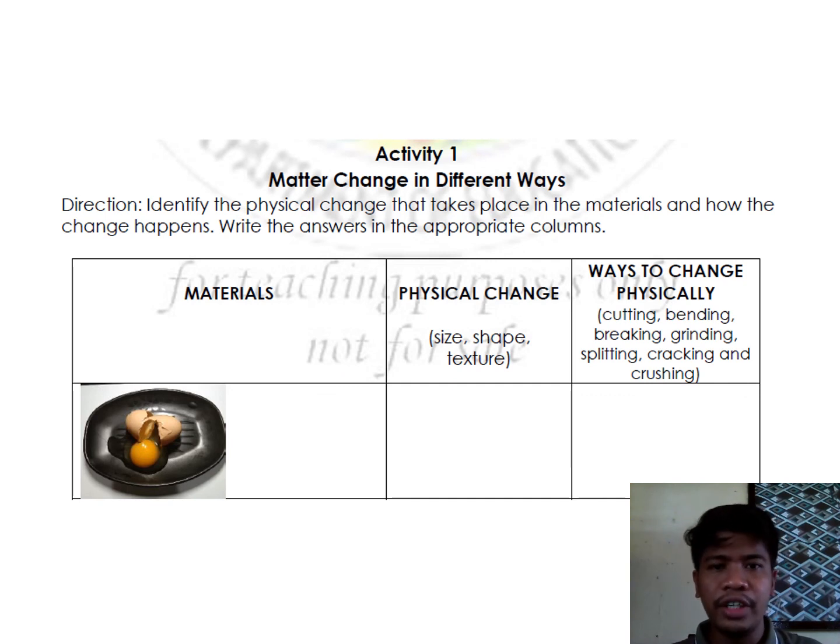Okay, simple lang yung learning activity sheet ninyo. In activity 1, you will just identify kung ano yung nag-change sa mga picture na nakalagay dyan. Then ways to change physically. Identify nyo either cutting, bending, breaking, grinding, so on and so forth.